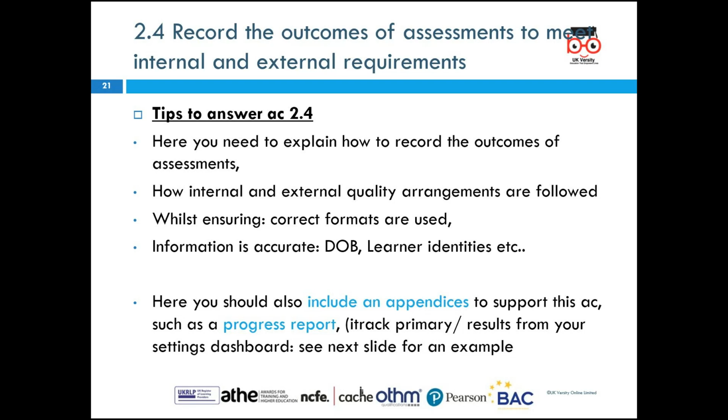Like I mentioned, you do need to include an appendix to support your answer here, because it's actually asking you to record. So that will show that you know how to record things. If you can get hold of a progress report, so if you speak to your management, one of the senior management team or a key stage leader, I'm not sure if it's called the same thing everywhere, you get something called an ITRAP primary, where you get a list of all the years and all the assessment results, what the attainment is, whether they're attaining above or below, and I've got an example of a picture here.